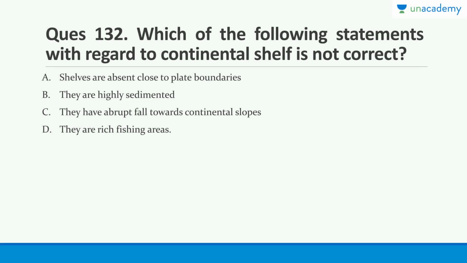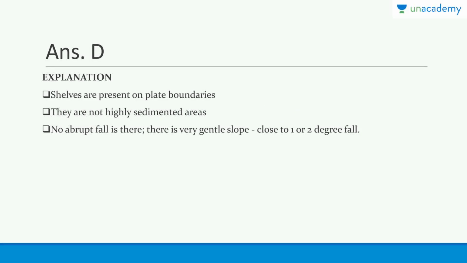Okay. Question number 132. Which of the following statements with regard to the continental shelf is not correct? Shelves are absent close to plate boundaries, correct. They are highly sedimented, correct. They have an abrupt fall towards continental slopes, correct. They are rich fishing areas. This is wrong. So the answer here is D. Okay, so shelves are present on plate boundaries and they are not highly sedimented areas, and no abrupt fall is there. There is a very gentle slope of close to 1 or 2 degree fall.